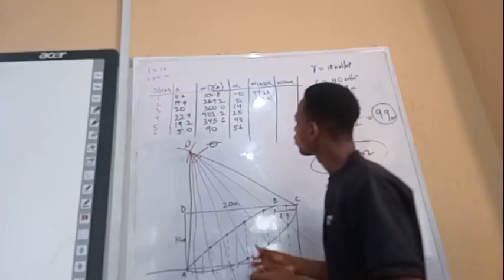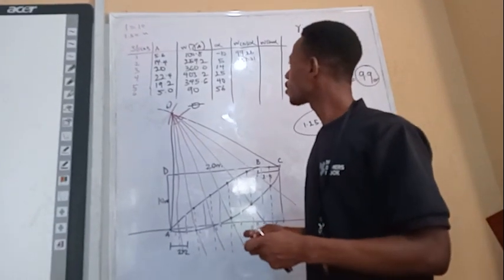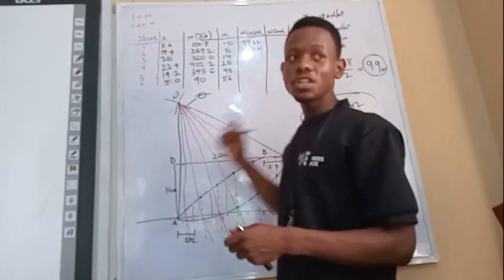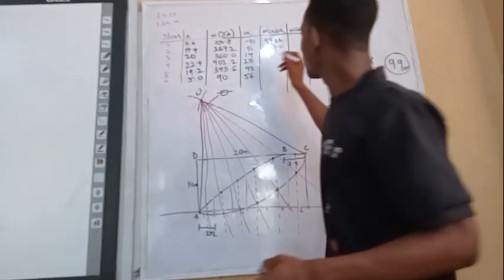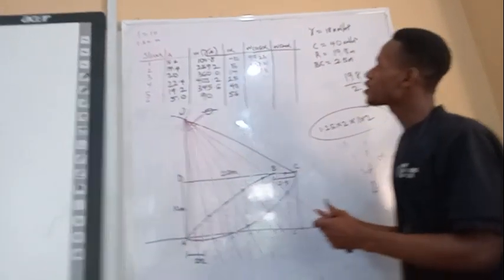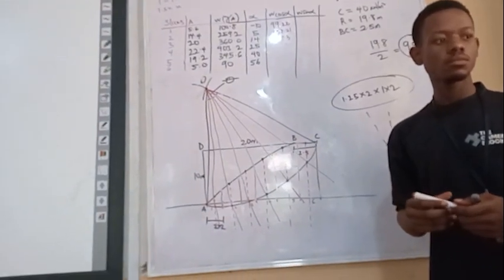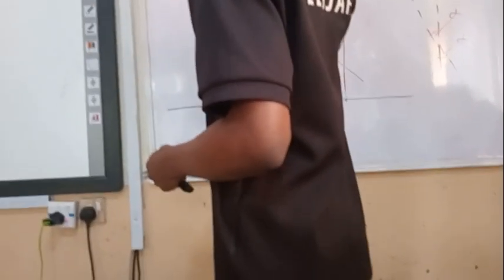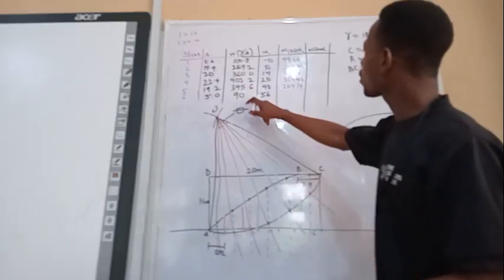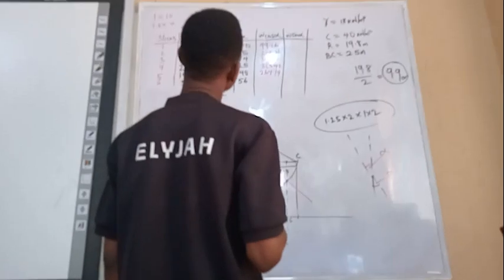So the next one, 360 cos 14. 349.3. 403.2 cos 25. 365.74. Then the last one, 90 cos 56. 50.32.